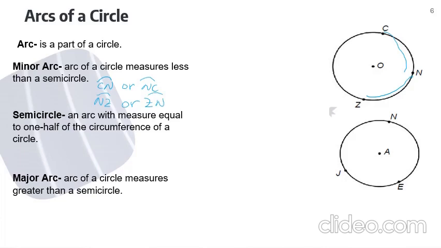What are the semicircles in circle O? That is arc CZ or arc ZC, arc CNZ, or arc ZNC.